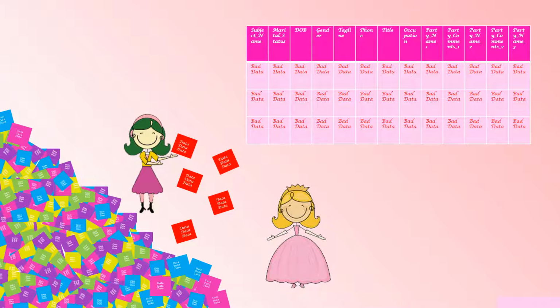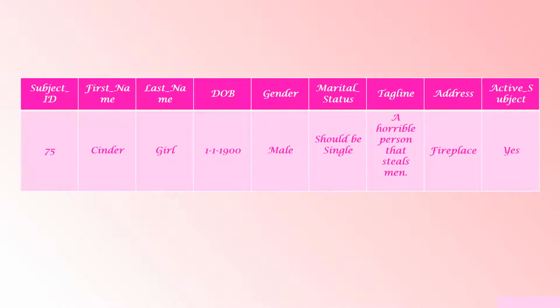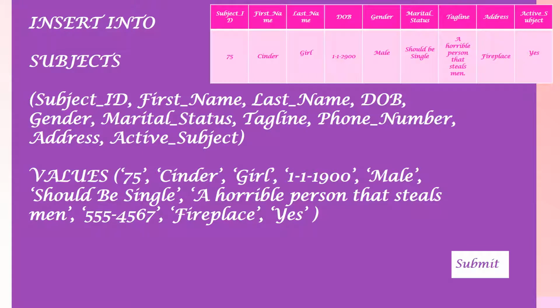So Cinderella and Inga looked through all of Inga's diagrams and identified the rows of bad data. Here is one of the rows of bad data they identified. Subject ID 75's name was listed as Cinder Girl. This is what Cinderella's stepsister always called her so nastily. She saw her stepsister had made her gender male and gave her a mean tagline. Cinderella shook her head in anger. She couldn't believe her stepsister.